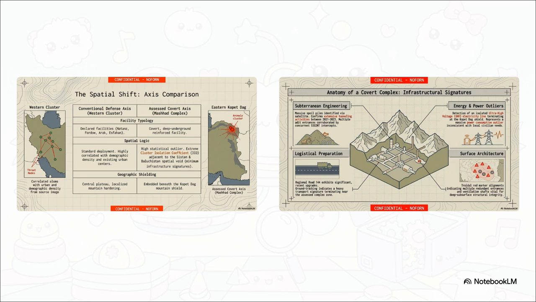So how did analysts separate the signal from the noise here? By tracking hidden subterranean engineering signatures. They found massive tunneling spoil piles, multiple redundant entrances, and this highly isolated ultra-high voltage power line consuming electricity at a rate entirely inconsistent with local civilian needs.